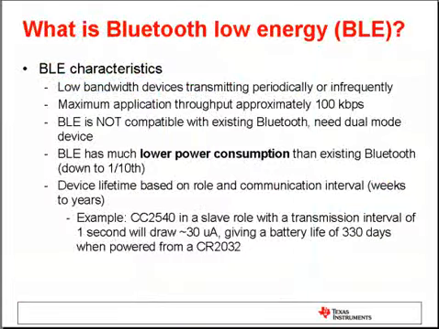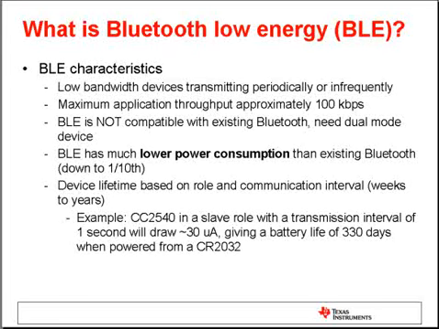Let's now touch briefly on the characteristics of BLE. This technology is best suited for low bandwidth devices that transmit periodically or infrequently. The maximum throughput at the application level is about 100 kilobits per second. However, most use cases for BLE are around 10 to 30 kilobits per second. As discussed earlier, BLE is not compatible with existing Bluetooth devices that are not Bluetooth 4.0. However, most traditional Bluetooth devices based on previous Bluetooth specs are working in parallel to upgrade their devices to support Bluetooth 4.0. Bluetooth Low Energy has much lower power than traditional Bluetooth.